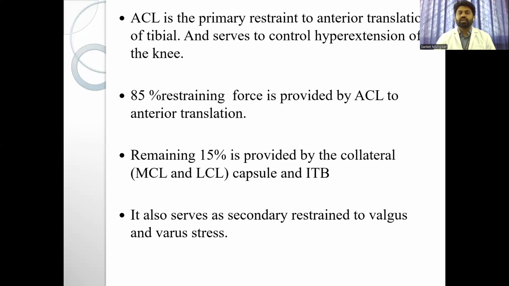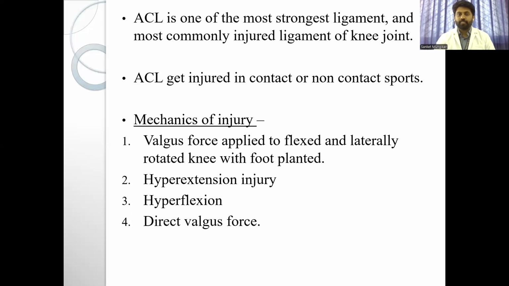ACL is the primary restraint to the anterior translation of the tibia and serves to control the hyperextension of the knee. 85% of restraint force to anterior translation is provided by the ACL. The remaining 15% is provided by the collaterals, MCL and LCL, capsule and the IT band. It also serves as a secondary restraint to valgus and varus stress. ACL is one of the strongest ligaments and the most commonly injured ligament of the knee joint. ACL gets injured in contact and non-contact sports.